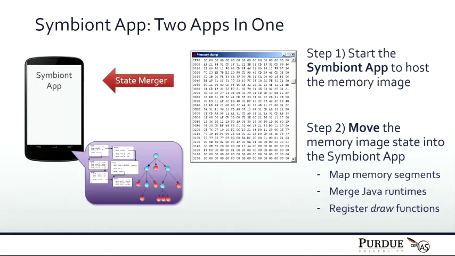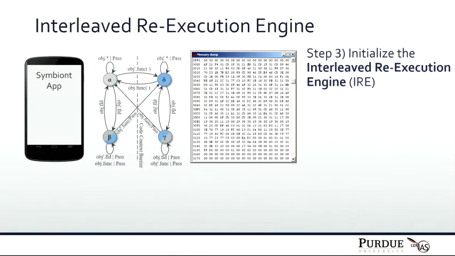This requires remapping all of the memory segments, merging the two Java runtime environments together, and bringing back all of the old code that the memory image app was using. So at this point, the Symbiont app is essentially two apps in one, but neither of those apps knows how to communicate with each other. To take care of that, we use our novel Interleaved Re-Execution Engine, or IRE for short.